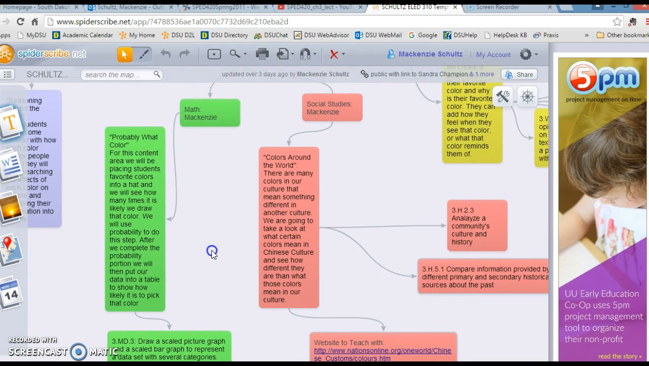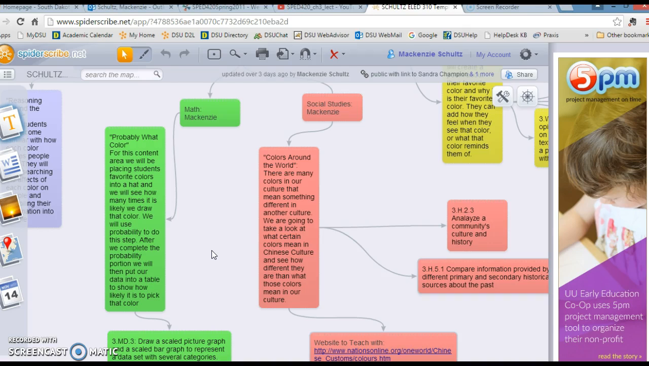And then we move on to our math concept for this unit, which is probably what color. So I was thinking what math games or what math techniques would be easiest to learn about color and all that stuff. So for this lesson, we're going to do probability. So we're going to throw all of our favorite colors in a hat. We might have a couple more, two of the same color, whatever. That is fine.